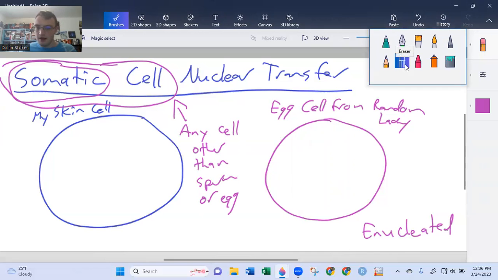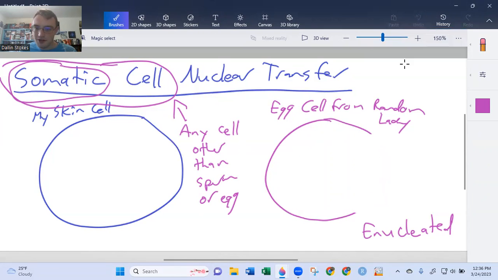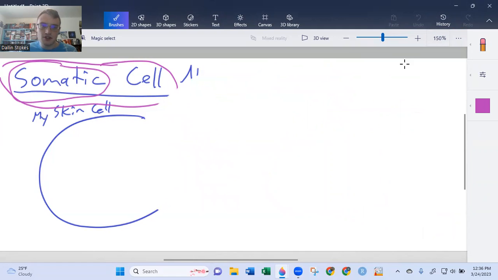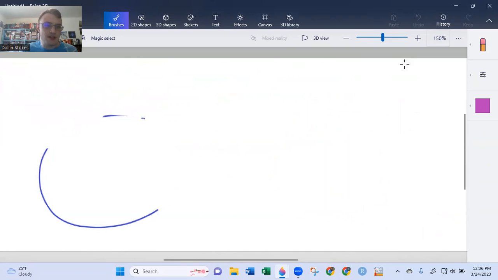And we're going to talk about another use here for somatic cell nuclear transfer that's kind of a subset of whole organism cloning. It's not whole organism cloning, but it's kind of like a subset, an alternate application of the techniques that have been developed for whole organism cloning.